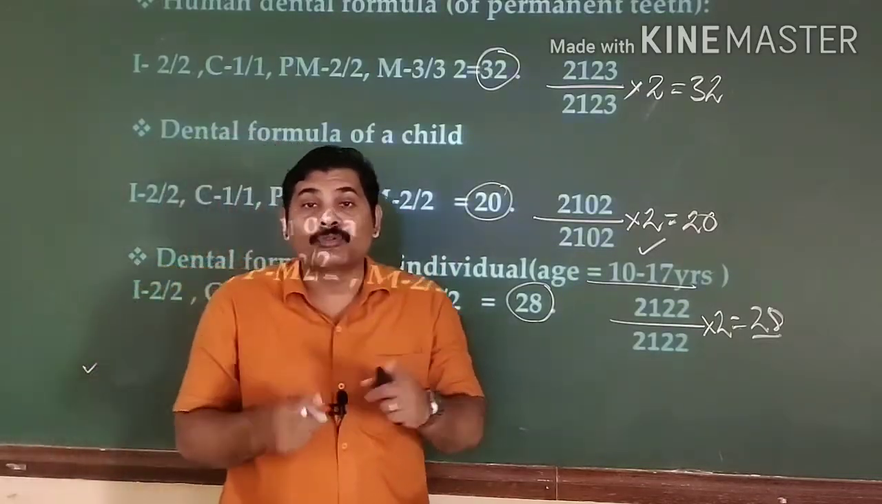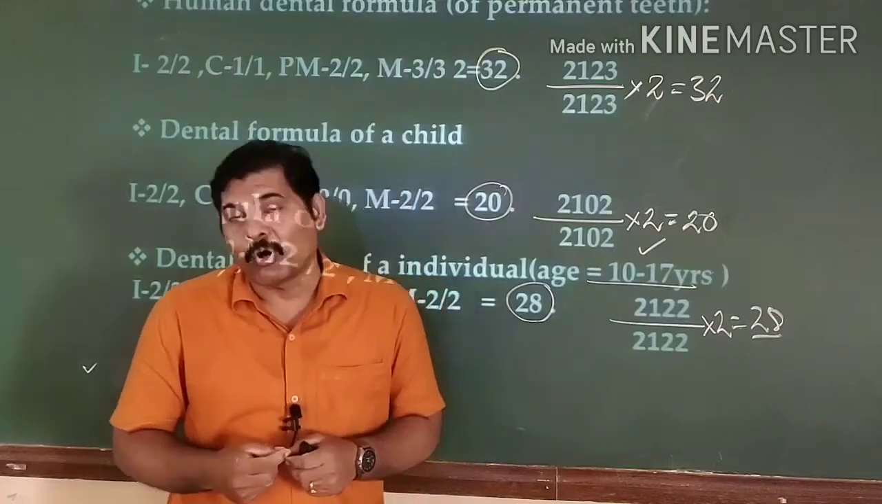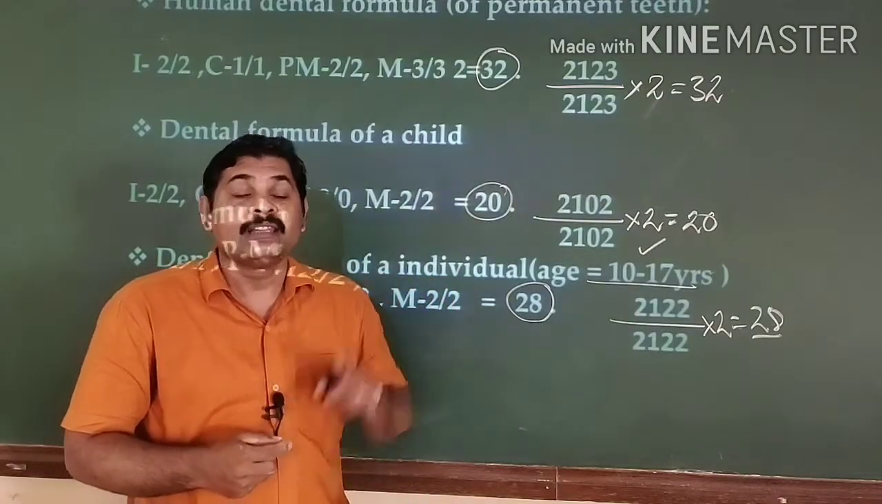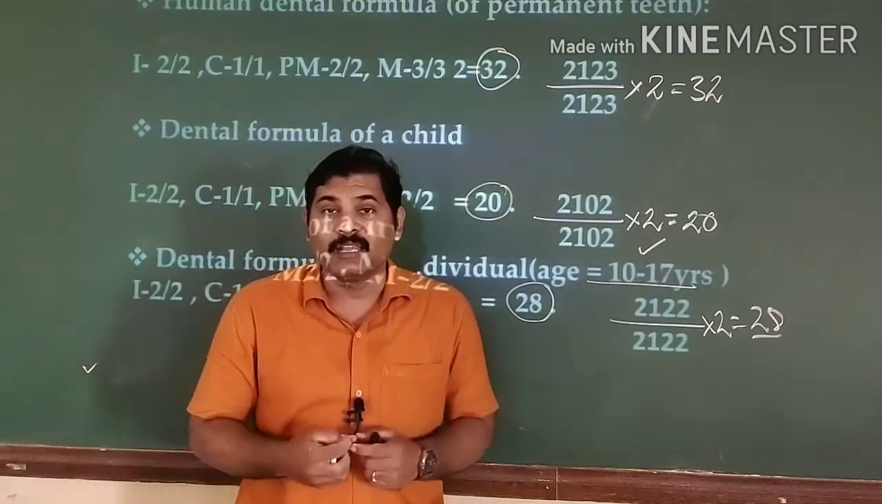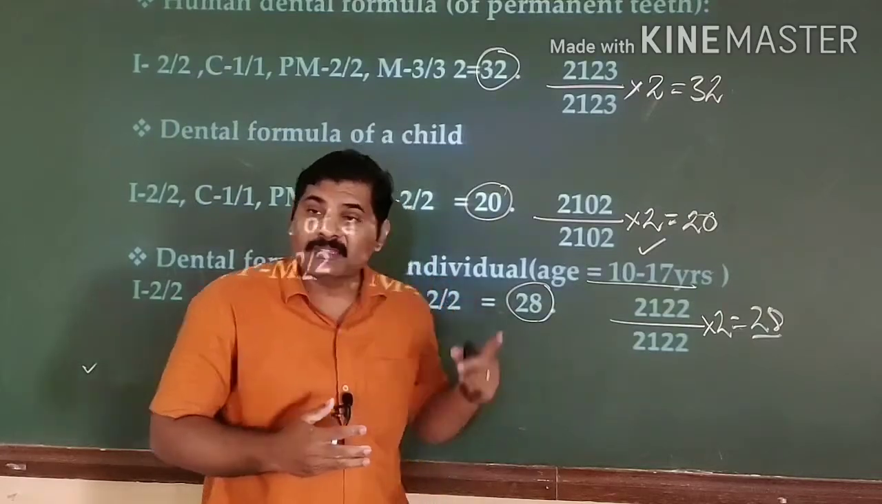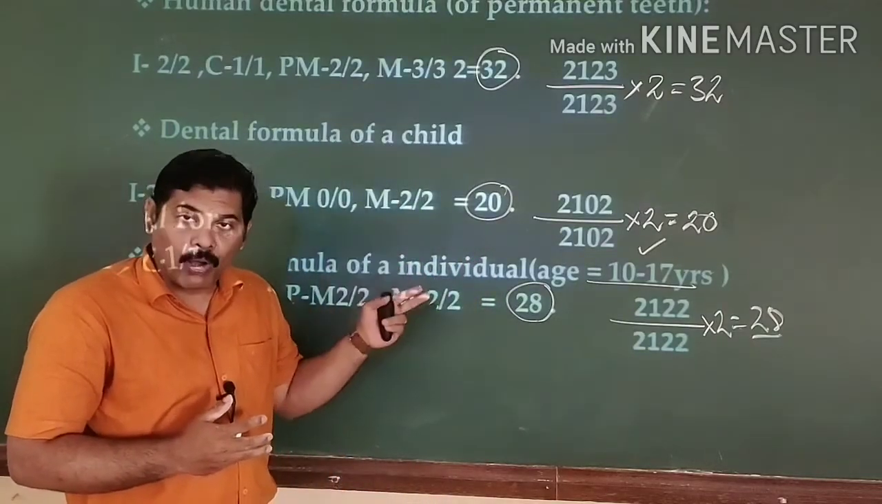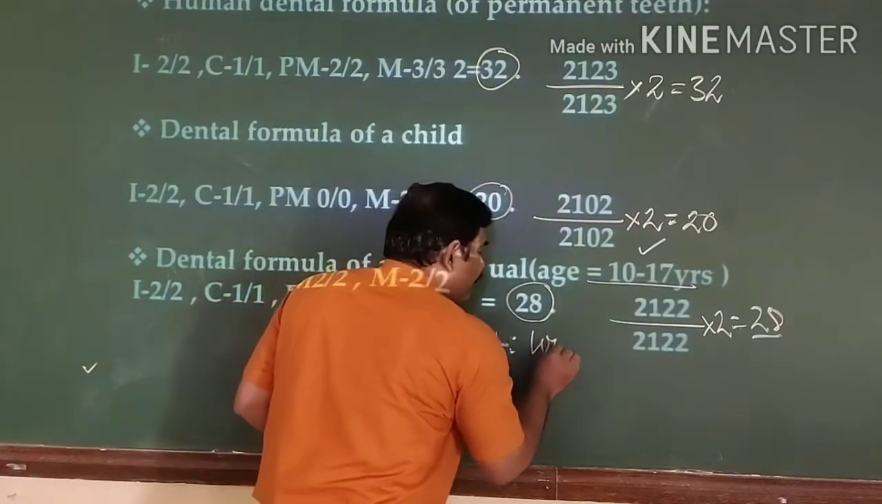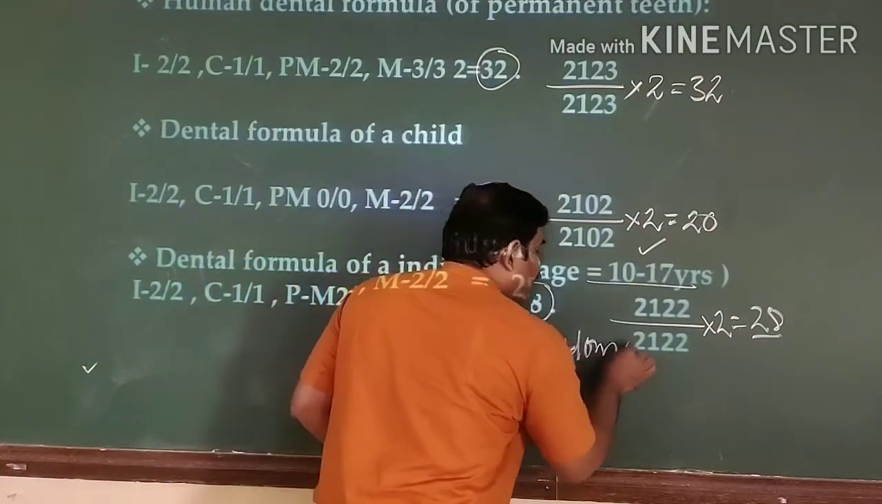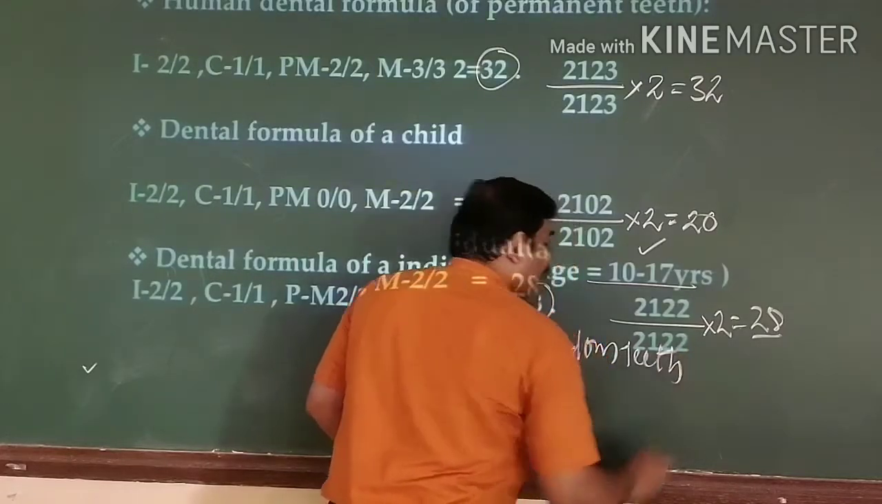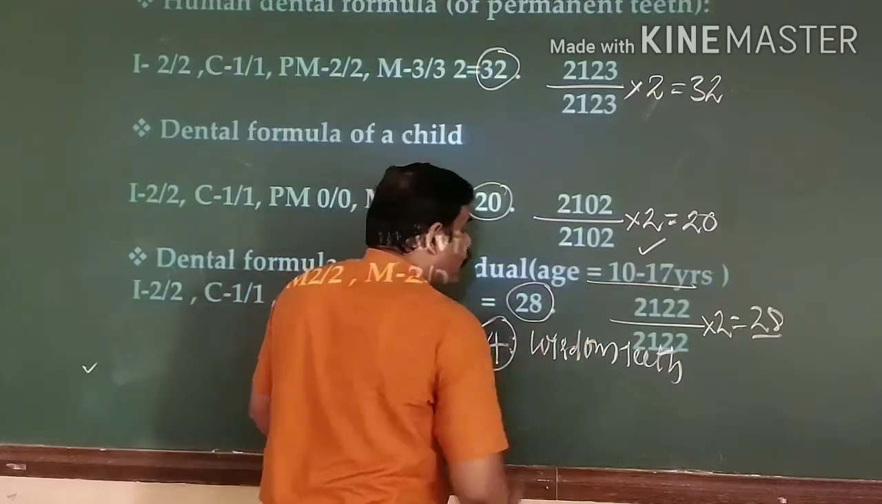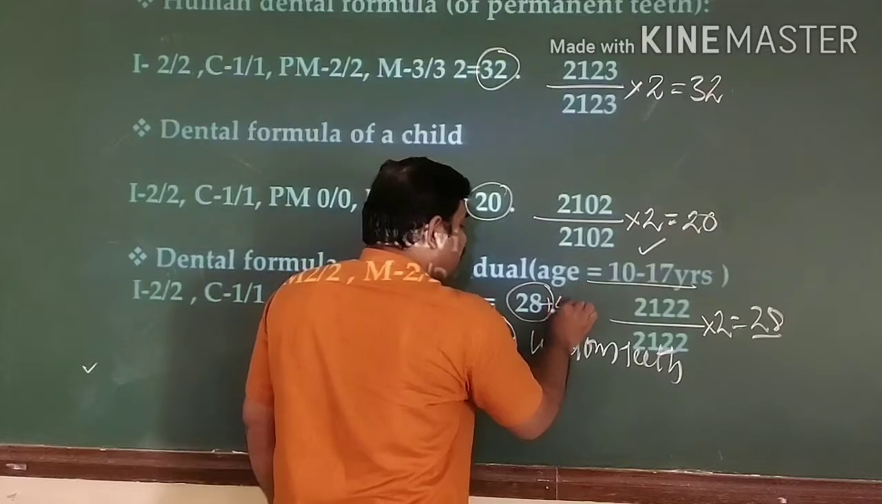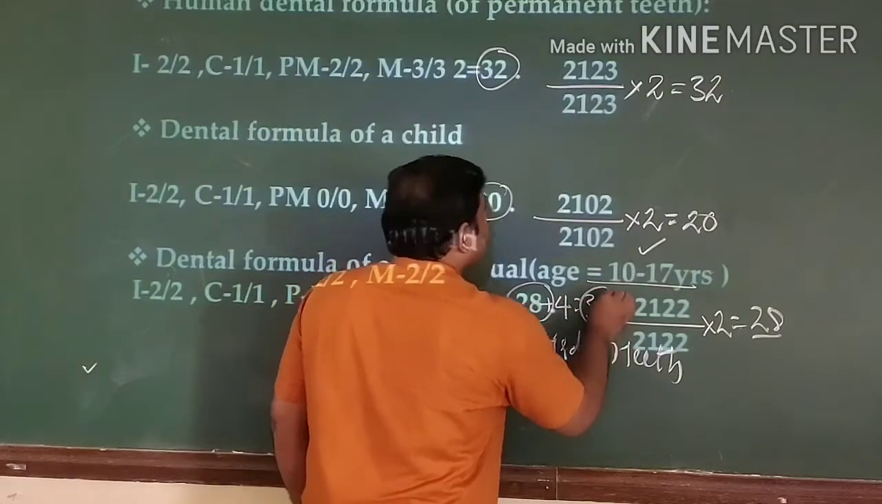And after 18 years only, these teeth start growing in your mouth. That is the reason why these teeth are known as wisdom teeth. As these teeth are growing in your mouth, we call the remaining 4 teeth the wisdom teeth. Wisdom teeth are altogether 4 in number. Then when you add these 4, finally you get 32.